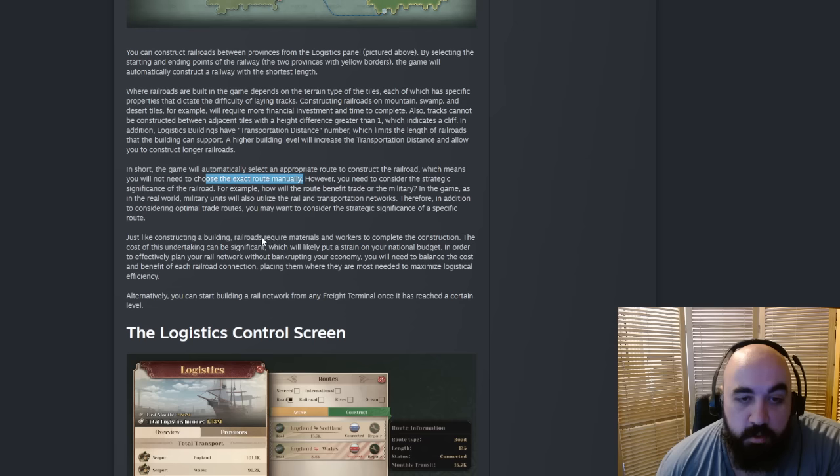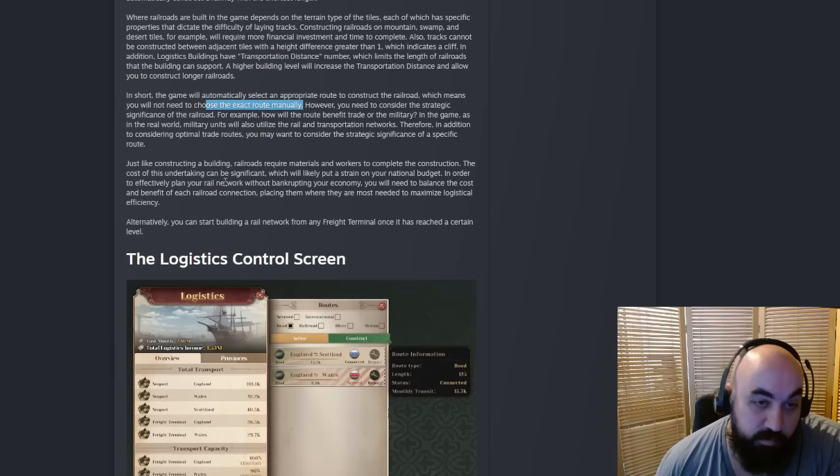Military units will also utilize the rail as transportation networks. Therefore, in addition to considering optimal trade routes, you may want to consider the strategic significance of a particular route. Cool. Just like constructing a building, railroads require materials and workers to complete construction. The cost of this undertaking can be significant, which will likely put a strain on your national budget. Okay, whatever. The state constructs the railroads.